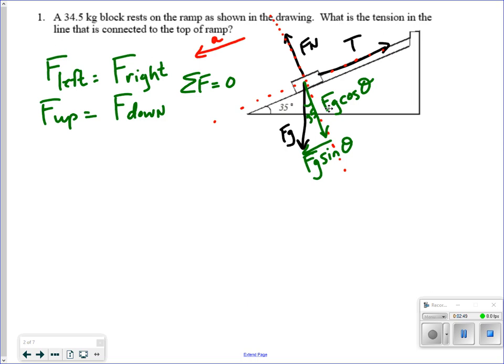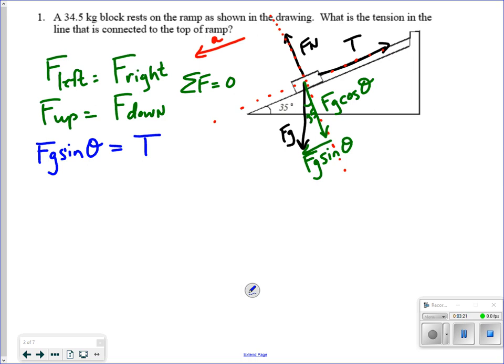All right, so my next one, here's what I'm going to do now. Let's work with left and right. When I say left and right, I'm talking about the x plane. Everything that is trying to go down the hill, that's FG sine theta. And what's trying to go up the hill? Tension. So those two have to be equal and opposite to each other. And actually, that is exactly what the question is asking for.